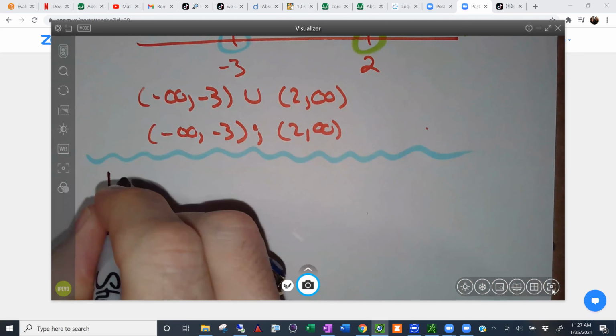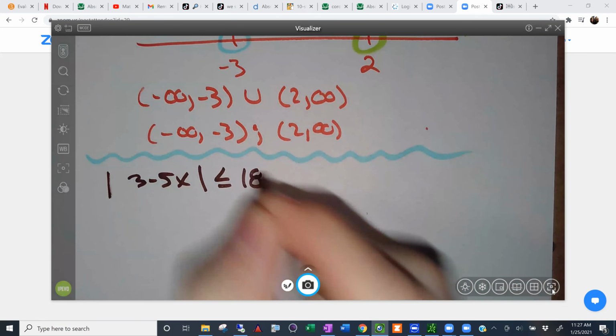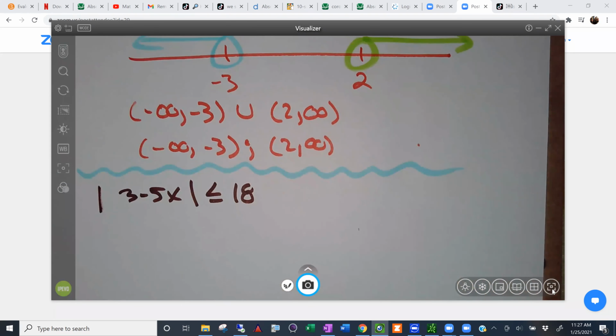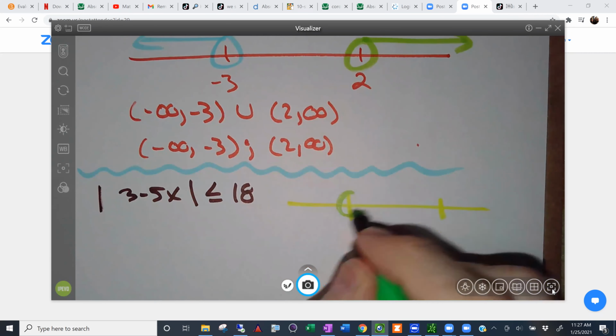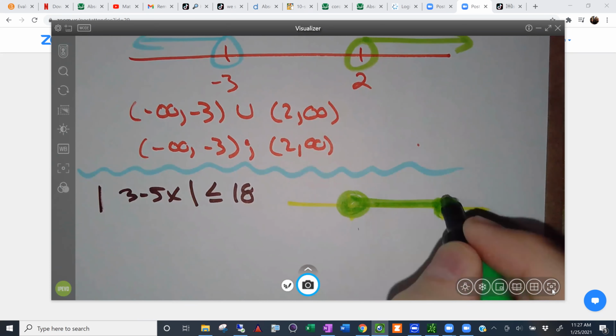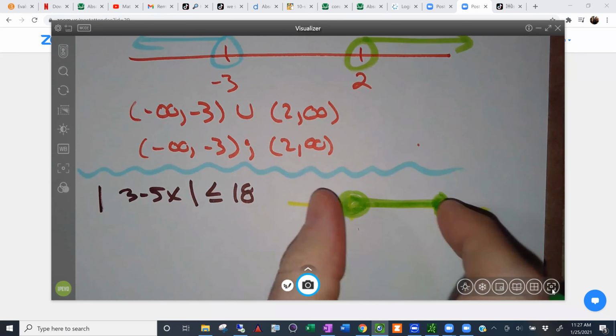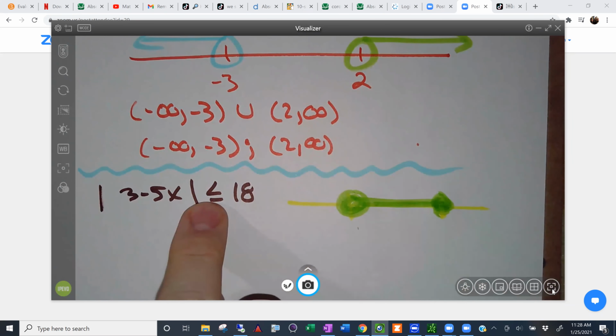Absolute value of 3 minus 5x is less than or equal to 18. This is a less than case. When you've got the absolute value by itself and it's a less than case, your answers here should be an interval like this. It's one interval as opposed to stuff on the outside. It's just the interval in the middle. So that's what you should expect for an absolute value less than case.